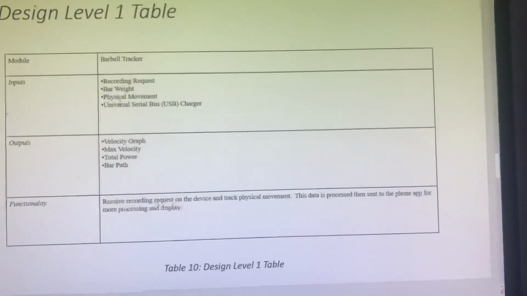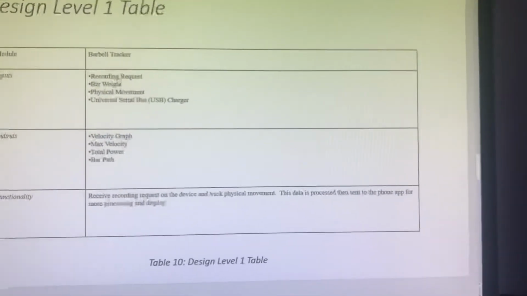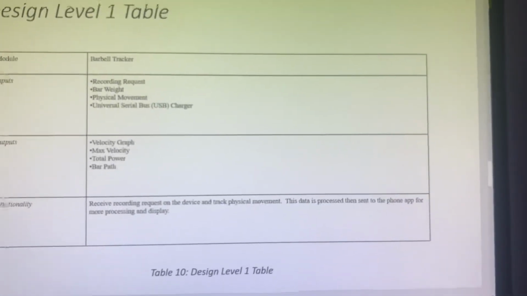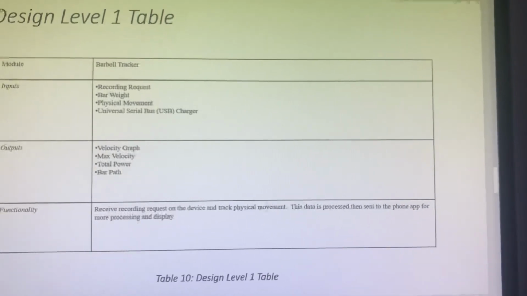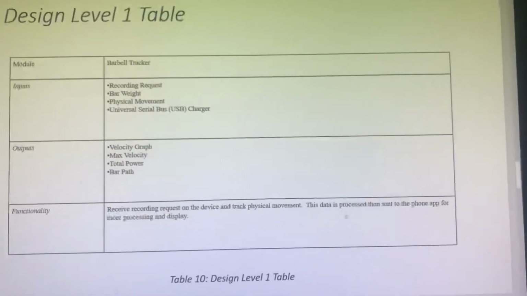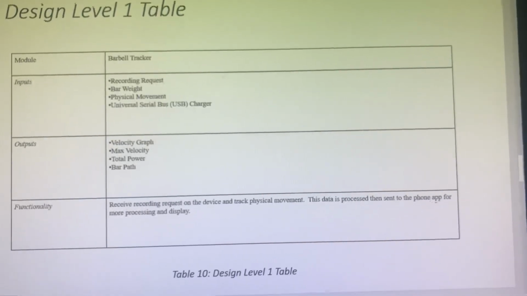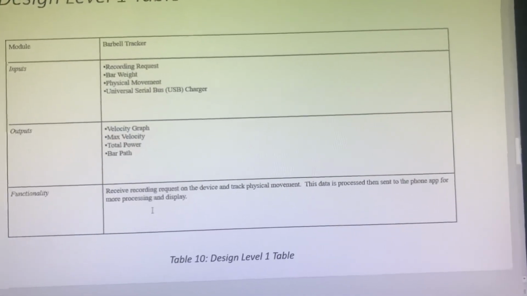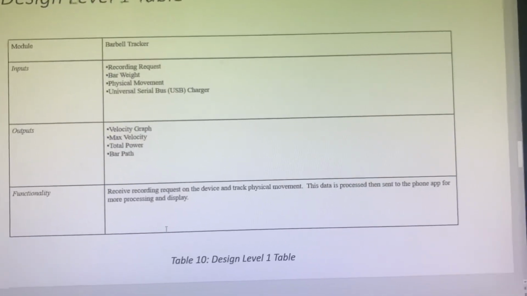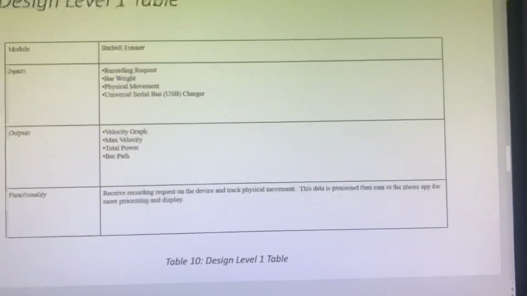As I said, here are the inputs and outputs. The device receives a recording request and tracks physical movement. The IMU sensor is going to track our movement. This data is processed and sent to the phone app for more processing and display. It will display the information you need on the phone app. We don't need that one.